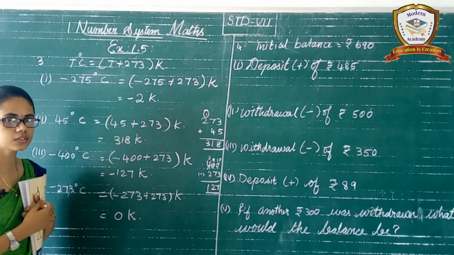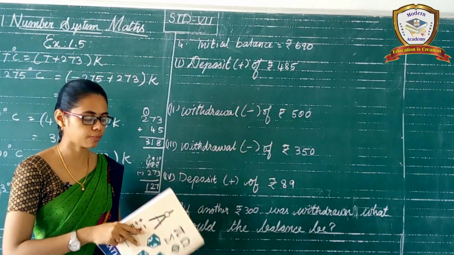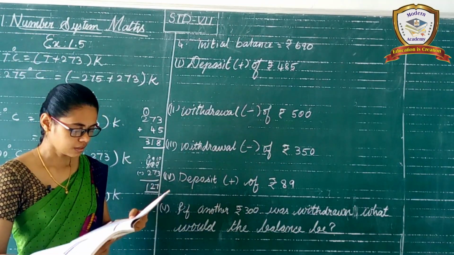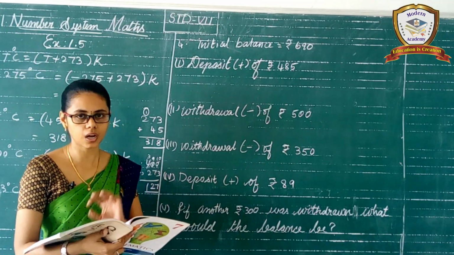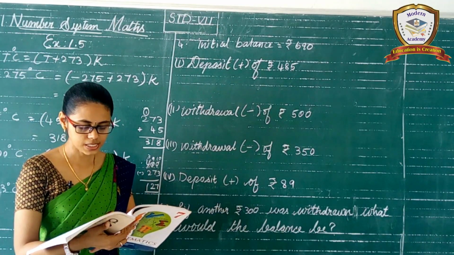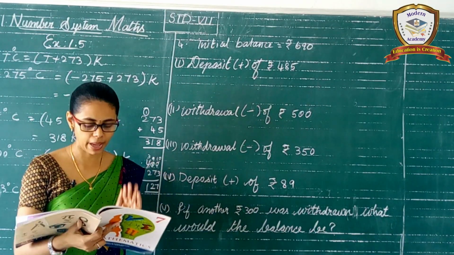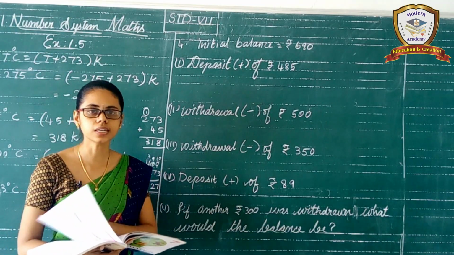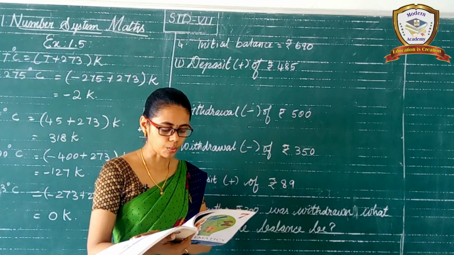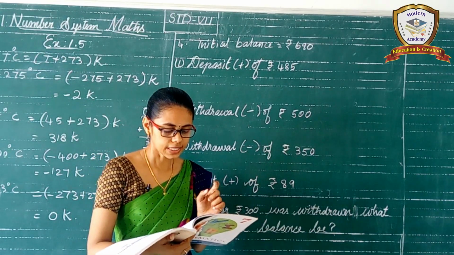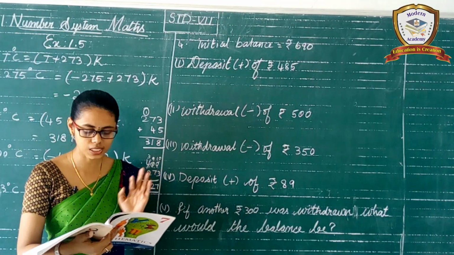Shall we go to the next one? Fourth problem. Okay, next see the fourth problem. In your book, see the question. Find the amount that is left in the student's bank account. We have to find the amount that is left in the student's bank account.